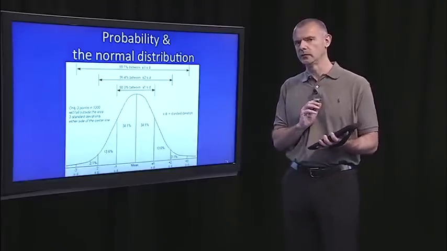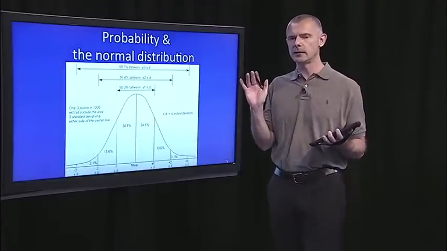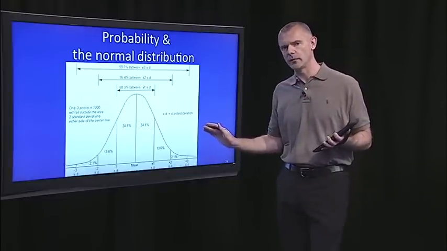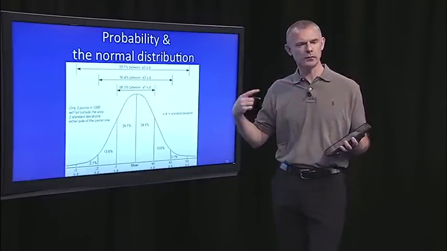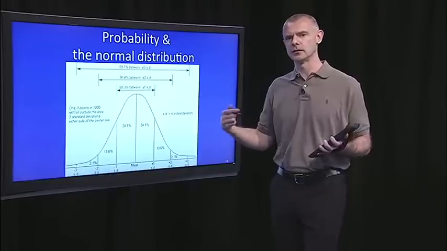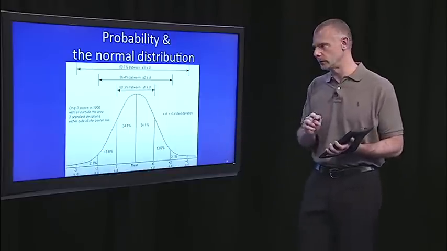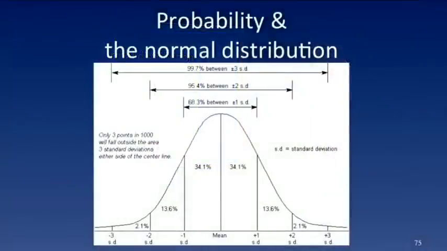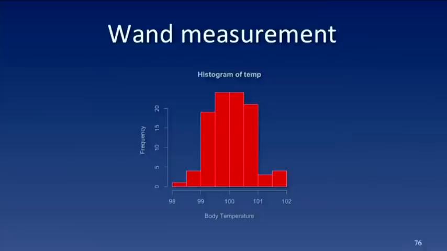What's interesting is when you combine the ideas in probability theory with what we know about the normal distribution, then you can start to engage in inferential statistics. Let me show you how we do that. We know certain properties about the normal distribution, if it's perfectly normal and if it's standardized. So I can start to ask slightly different questions about body temperature.